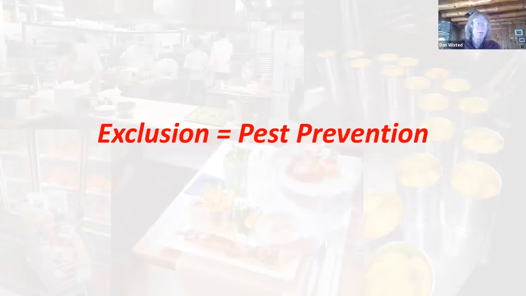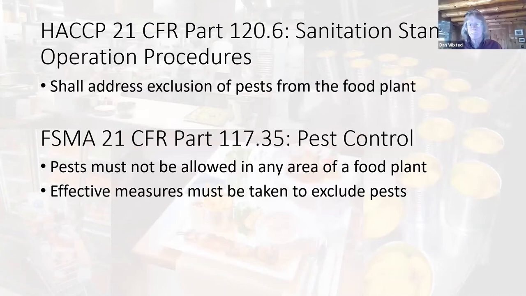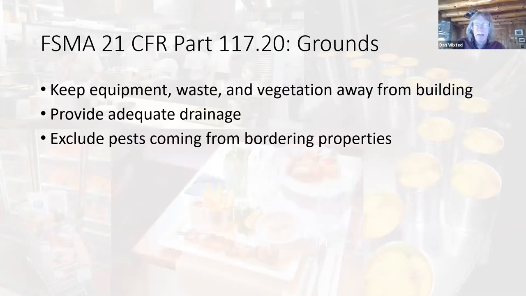Next. So one mantra we have in the pest management industry is exclusion equals pest prevention. If you keep pests out of the facility, then you won't have a problem. It sounds easy, but it's not. Next. And so again, HACCP and FSMA address exclusion and you must exclude pests from a facility. Next. And obviously this starts on the outside with the grounds.